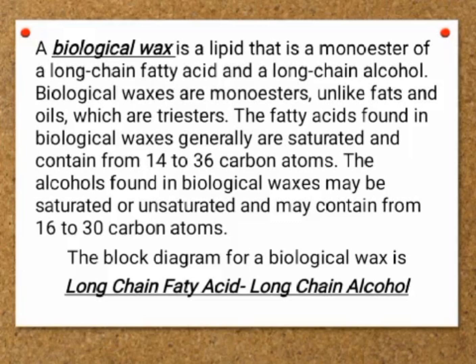The fatty acids found in biological waxes generally are saturated and contain from 14 to 36 carbon atoms. The alcohols found in biological waxes may be saturated or unsaturated and may contain from 16 to 30 carbon atoms. So this means that a biological wax is a type of lipid which is made up of a single fatty acid and a single long chain of alcohol joined by an ester bond, which makes it a monoester.